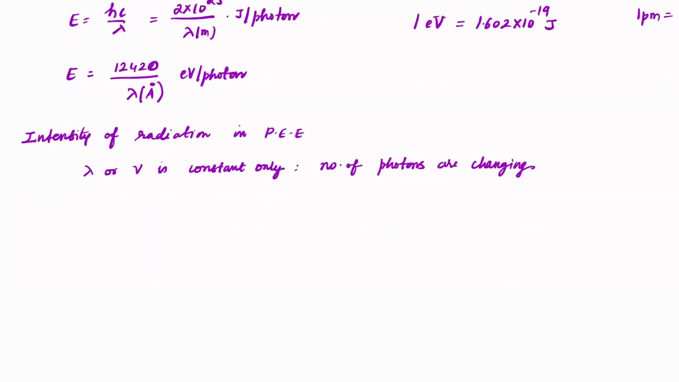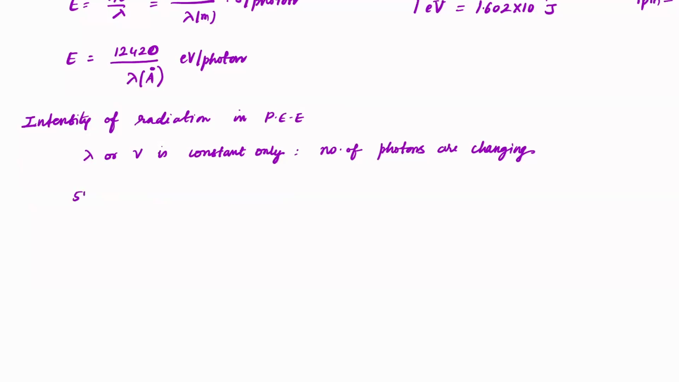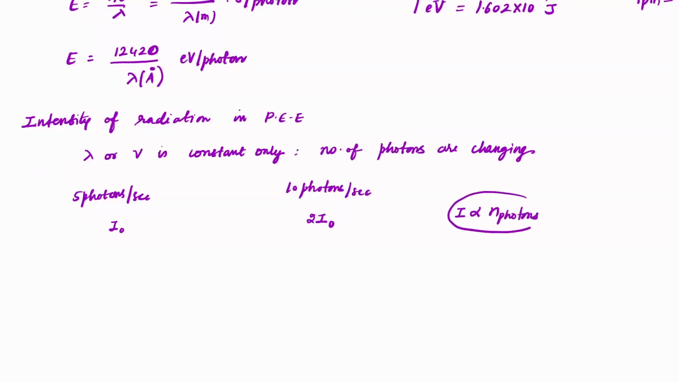which means if I'm saying 5 photons per second versus 10 photons per second, if I say the intensity here is I naught, I would say the intensity here will be 2 times I naught. So in short, intensity is directly proportional to the number of photons ejected. The more photons ejected, the more the intensity. Simple. So intensity depends upon only one term, that is how many photons are moving.